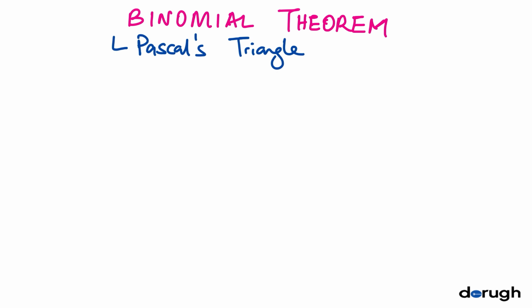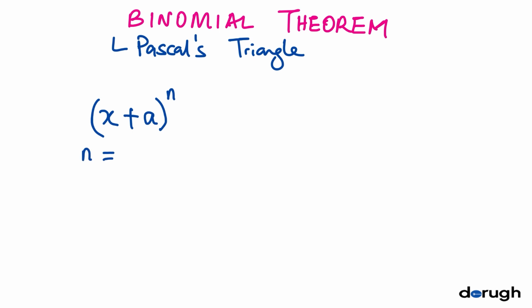So let's say we're working with x plus a to the power n. In binomial theorem, all we need to know is the value of n, the value of x, and the value of a, and we can expand the expression without opening brackets. For example, if n is 2, then what we'll have is x plus a to the power 2, right?